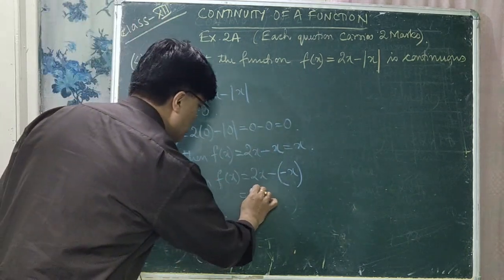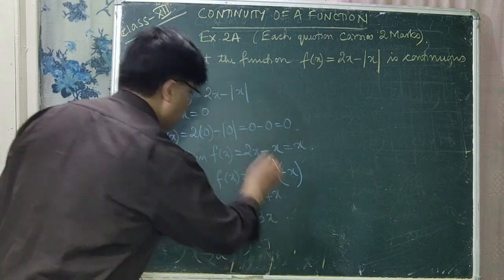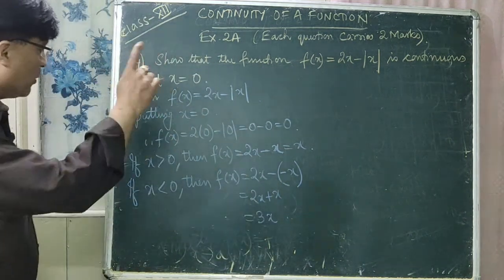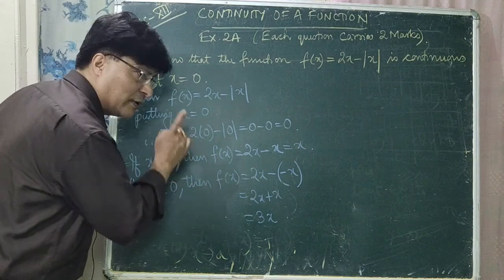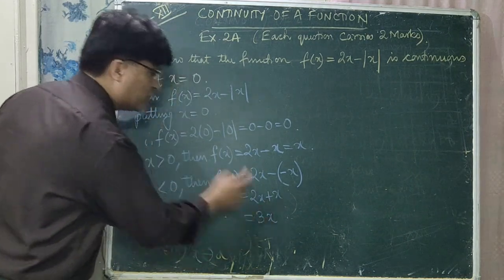Which is equal to 2x plus x, which is equal to 3x. Now if x is less than 0, what is the simplified value of f of x? It is 3x.